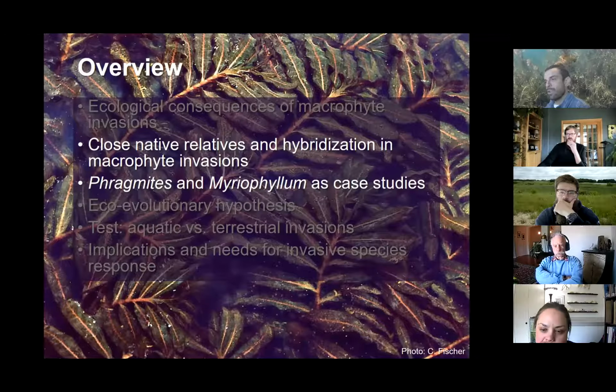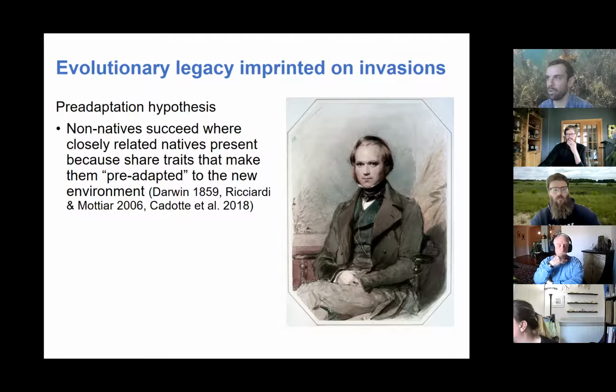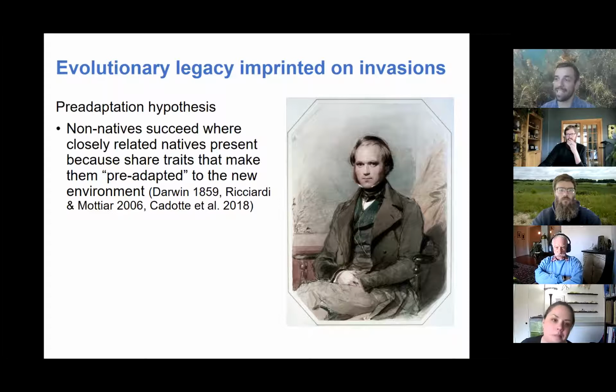Okay, so that was to sort of motivate you to care about macrophyte invasions. And now I'm going to talk about this phenomenon of there being close native relatives and hybridization in invasions. And like many things, we can go back to Charles Darwin, who described the evolutionary legacy that can be imprinted on invasions, and this idea of the pre-adaptation hypothesis. That is, non-natives succeed where closely related natives are present because they share traits that make them pre-adapted to the new environment. In other words, if I have close relatives who are already thriving in a habitat, I'm likely to share some ecological similarities with those close relatives, and therefore that might be good habitat for me.